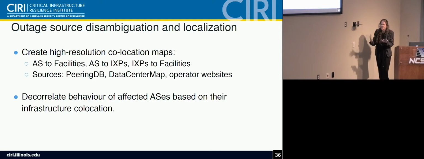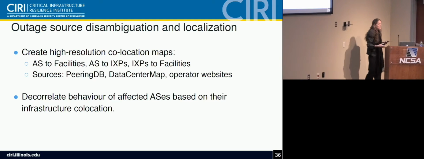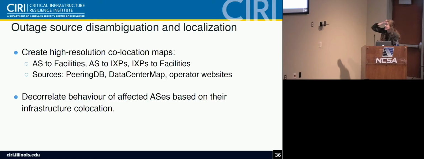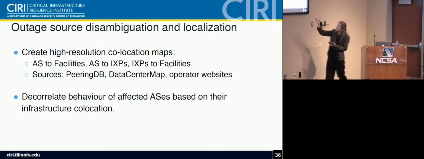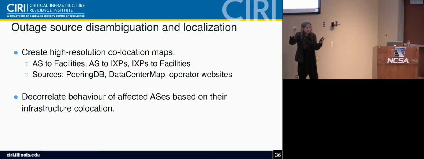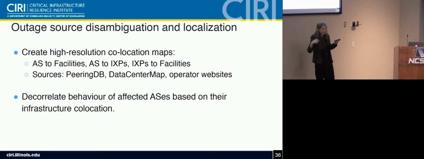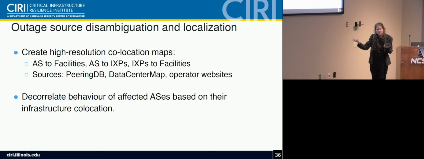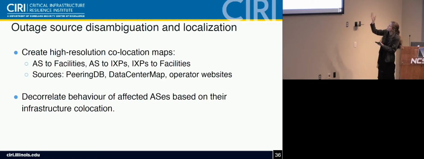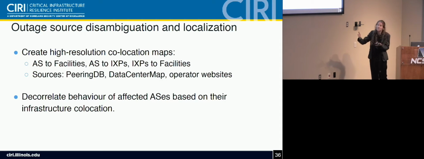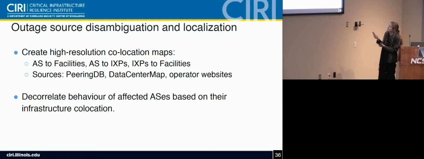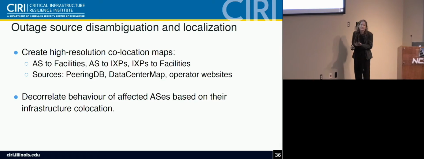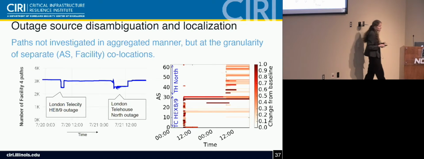So what do you need then? You really need pretty accurate, high-resolution maps of where ASs peer, what facilities ASs peer. You can get some of this from public data. PeeringDB is a volunteer place where ISPs will register information about where they have presence so that other ISPs will know, oh, I can peer with that AS there. And then there's other places too. Some operators put it on their websites, so it requires lots of, again, scraping and analysis. But it allows you to decorrelate the behavior of ASs based on where you know that they peer.